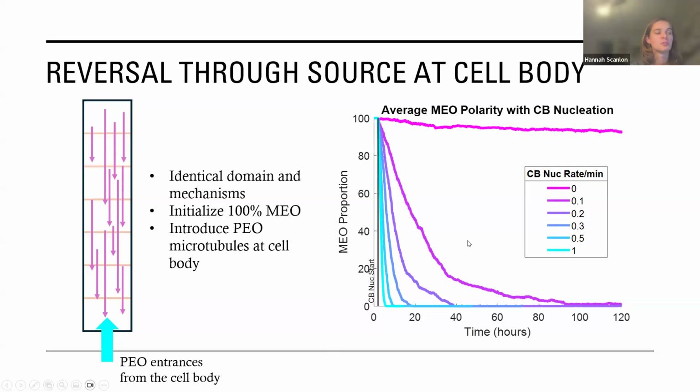However, as you start to introduce plus end out microtubules, even at a really low rate, we see reversals start to happen pretty quickly in our system. We see that reversal is also dependent on the rate at which new plus end out nucleations are entering the dendrite. But in this model, as a proof of concept, microtubules entering from the cell body might really be the mechanism involved in this axon regeneration that we see happening in these injured neurons.